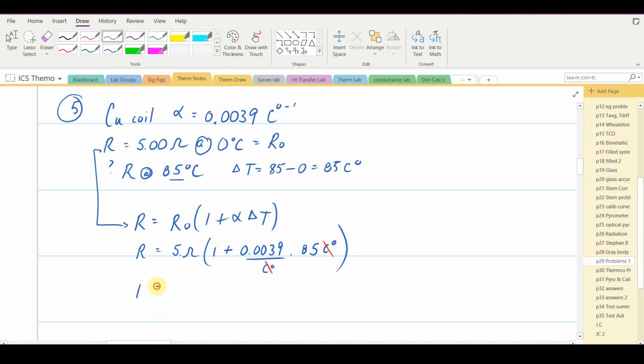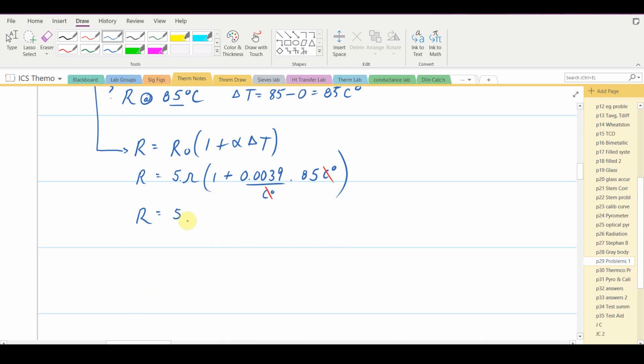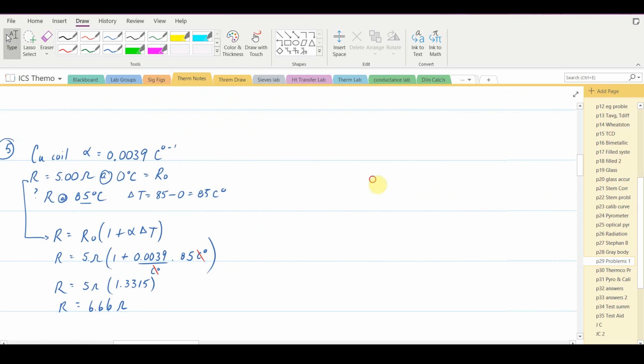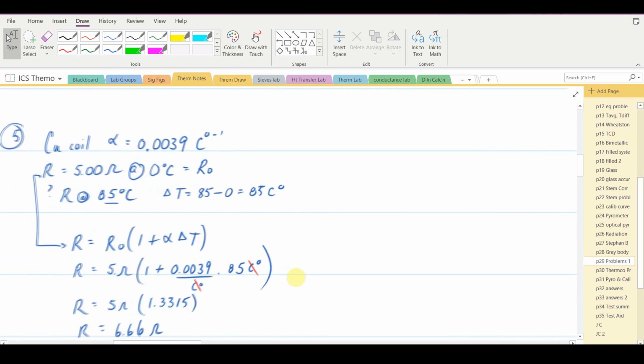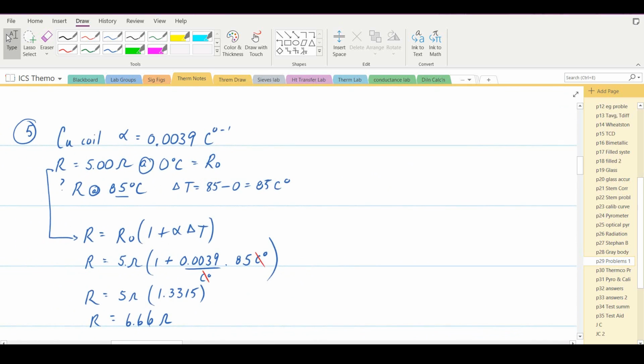So R is equal to 5 ohms times 1 plus this term here, 85 times 0.0039, which is 0.3315. Plus 1 is 1.3315. And resistance then works out to be 6.66 ohms. All right, so let's just write this down in anticipation of part B. We have temperature and resistance.